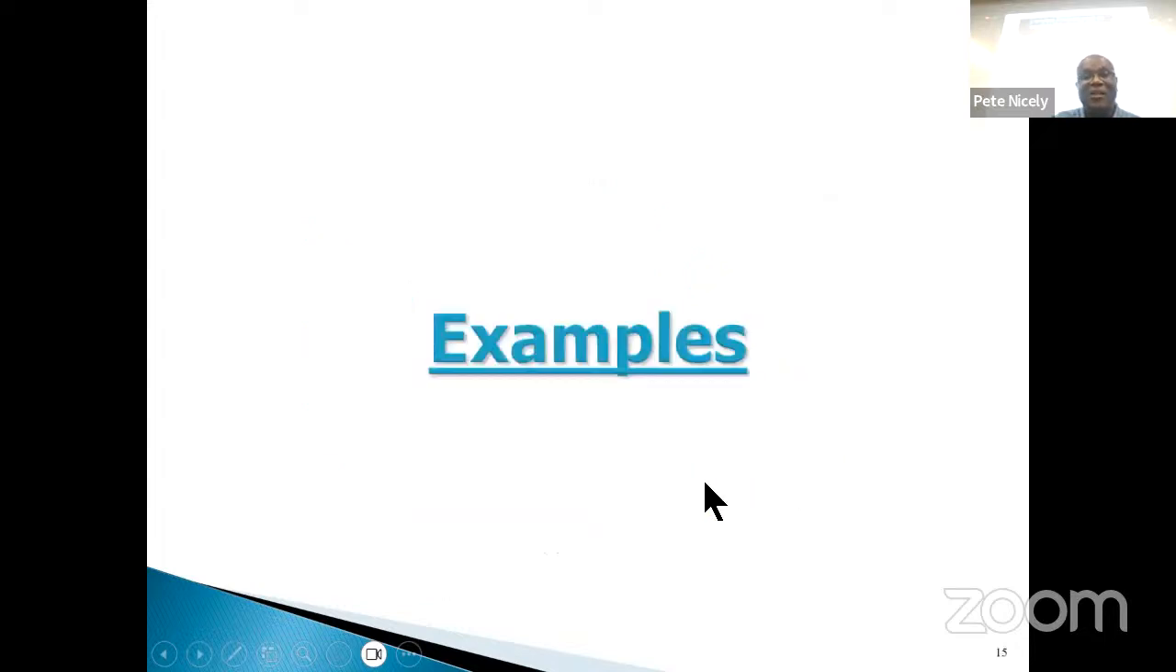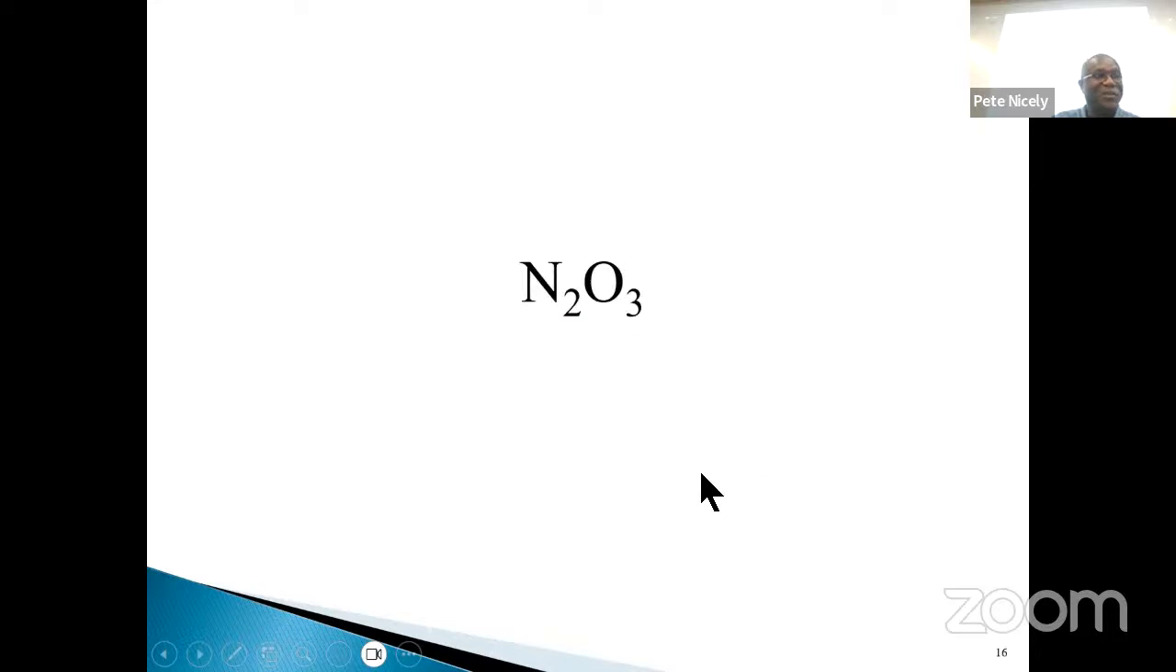Okay, so we're going to go straight into some examples right now. So let's look at this molecule here, N2O3. This is the molecular formula here, right? So the question is, how do you name this compound? Well, you'll notice that there are 2 atoms of nitrogen and 3 atoms of oxygen, right?